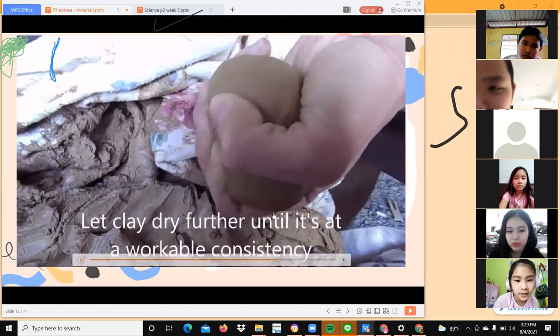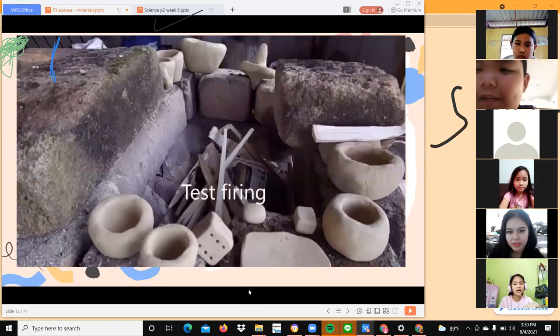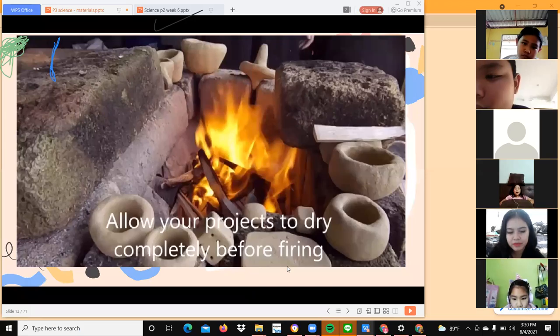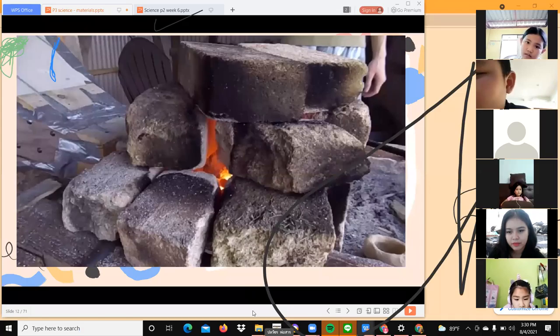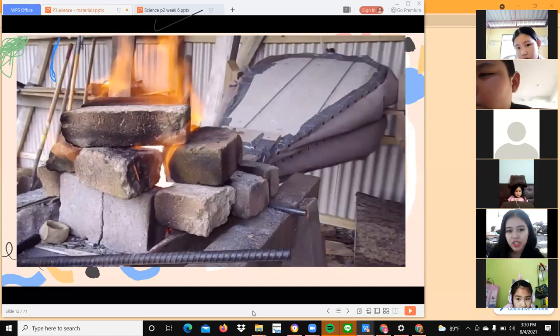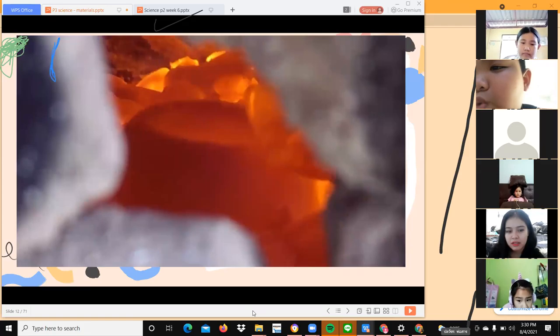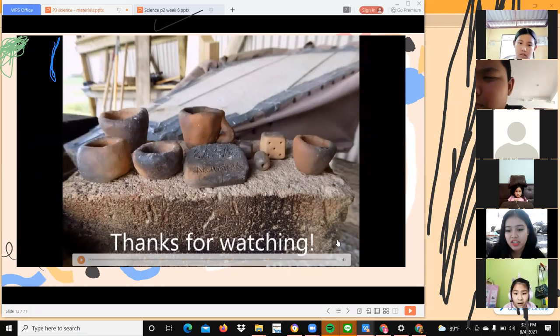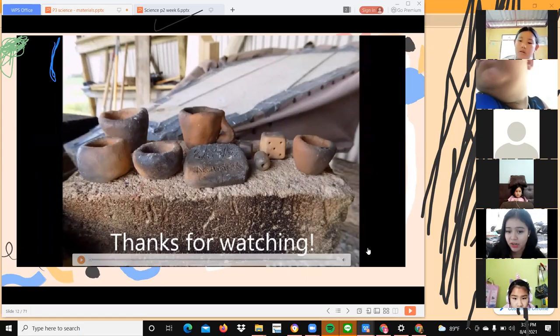That's the clay. Okay. And they will now bake it. That's how they do it before, but today I think we already have a machine. We already have a machine used to bake the products made out of clay. Okay, that's how they make clay. That's the process of making clay. Understand? Yes or yes?